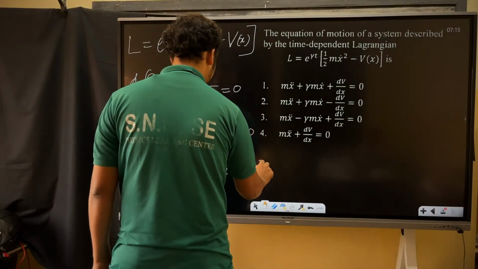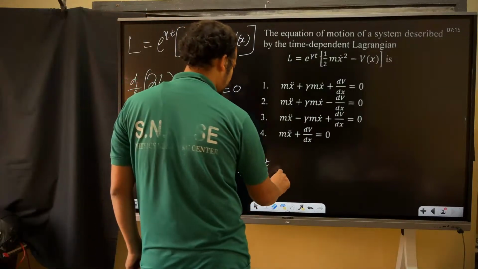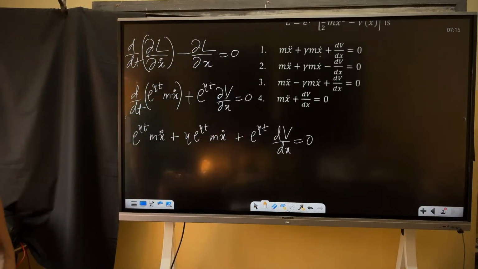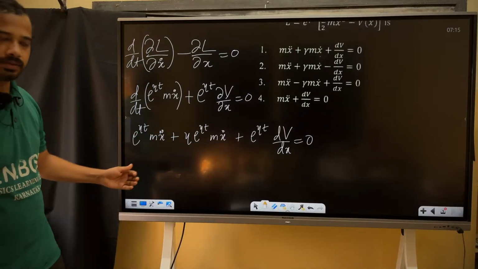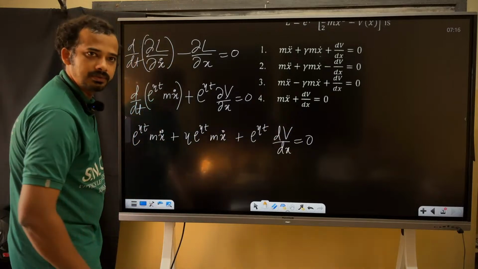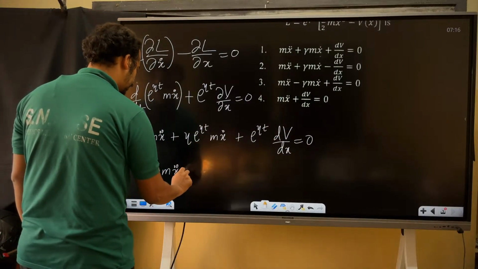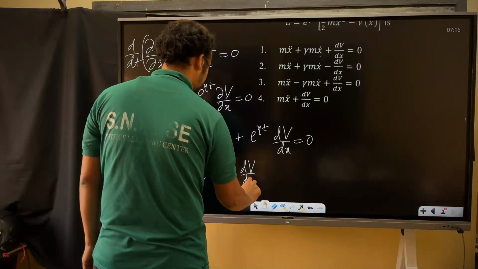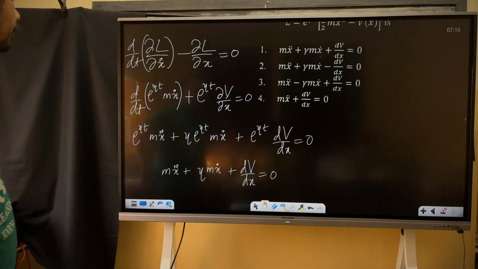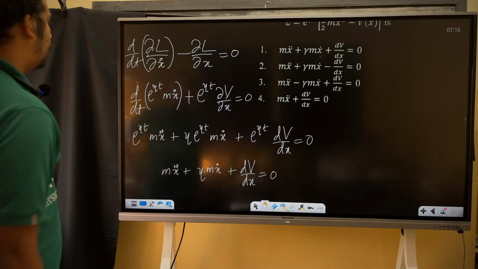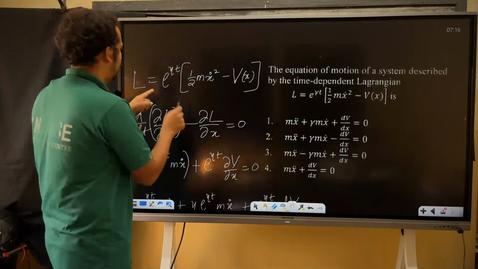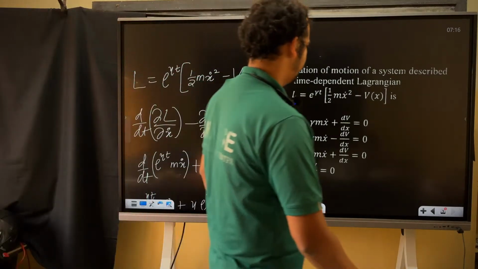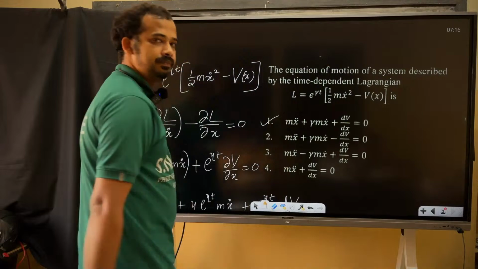Plus e to the power gamma t times, since V is a function of only one variable, dV/dx, equals 0. E to the power gamma t is common and the right hand side is 0. E to the power gamma t cannot be 0, so the rest of the parts must be 0 once you take it common. That's how we can argue. So m x-double-dot plus gamma m x-dot plus dV/dx equals 0. In Lagrange's equation one negative sign comes, and here also one negative sign is there. Check this up: option 1.